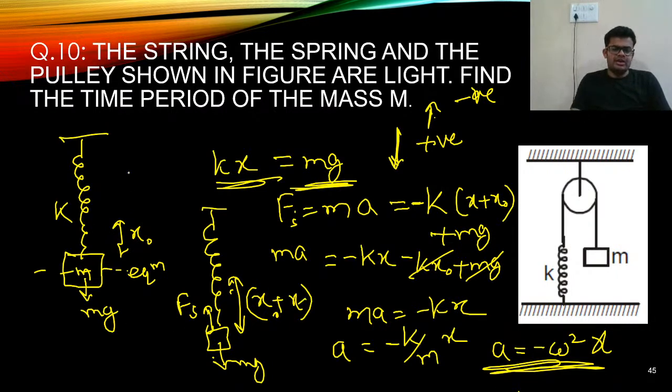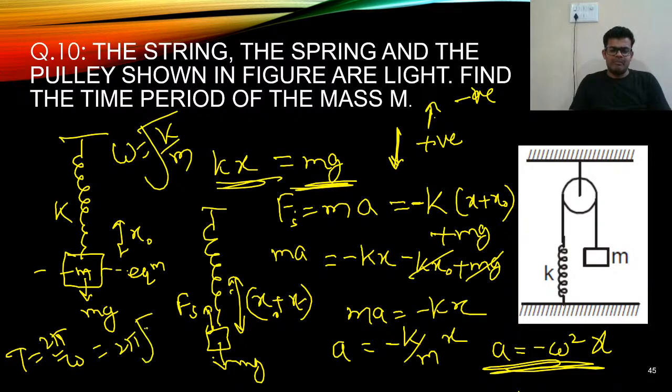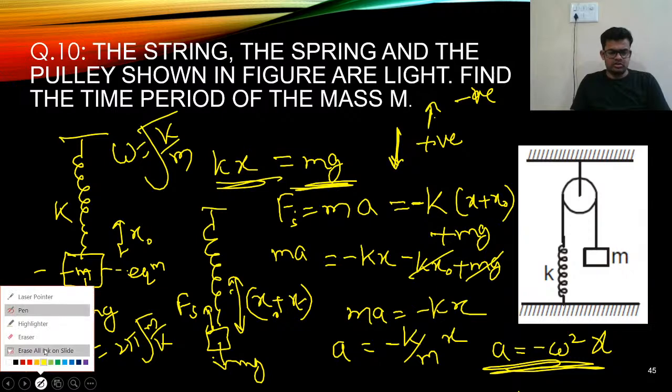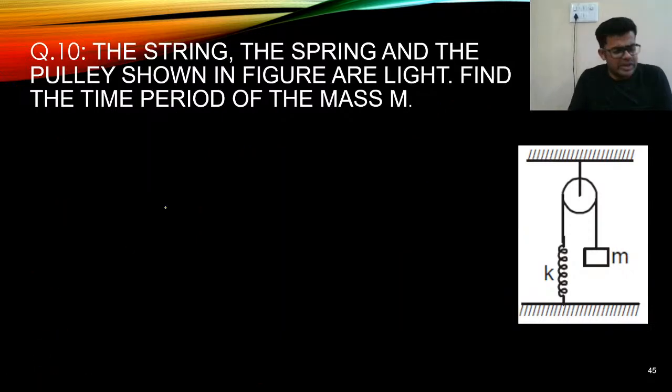What is the value of omega? Omega is equal to under root of K by M. And what is the time period? Time period T is equal to 2 pi by omega, so 2 pi under root of M by K. Similarly, we need to find the solution for this question. So how can we solve this question?